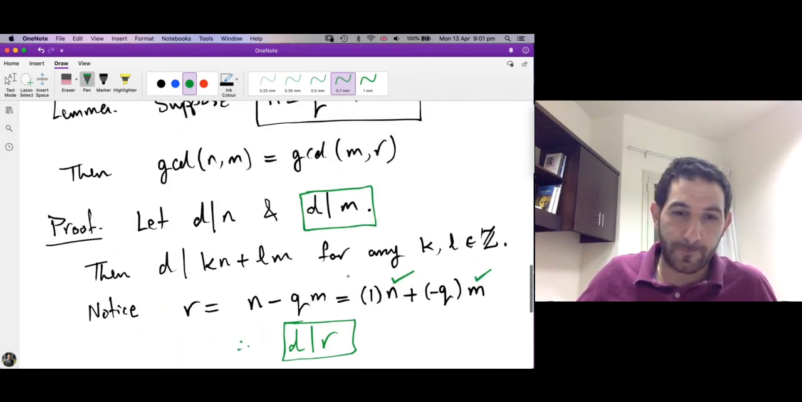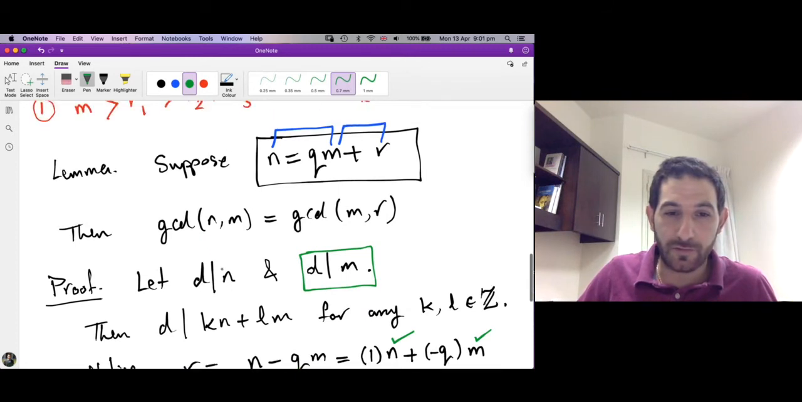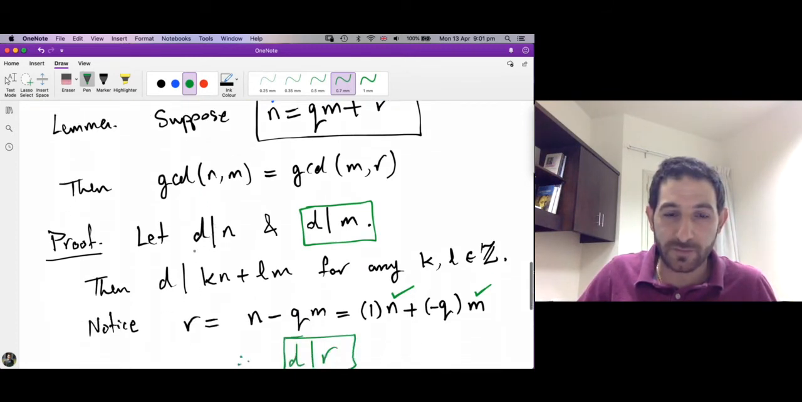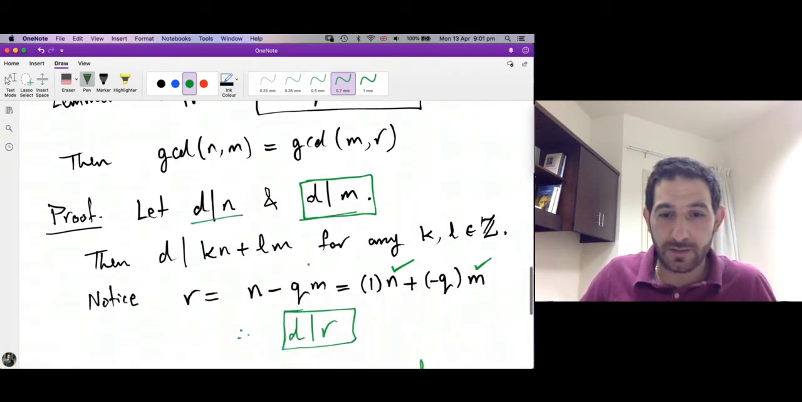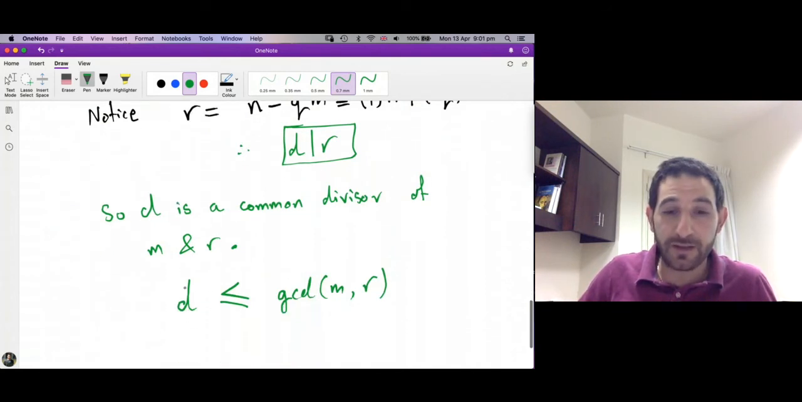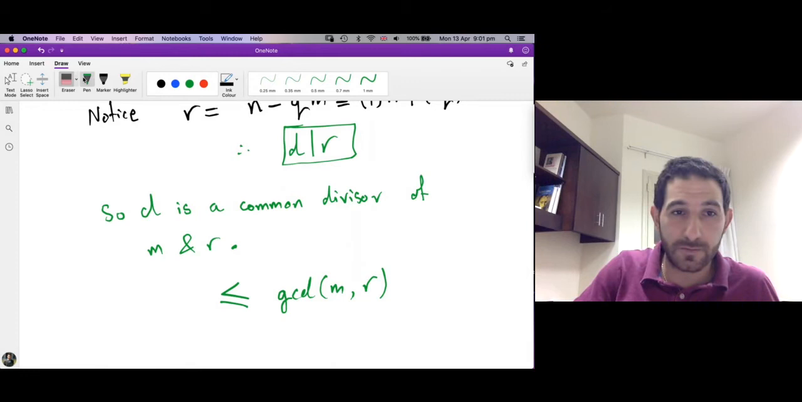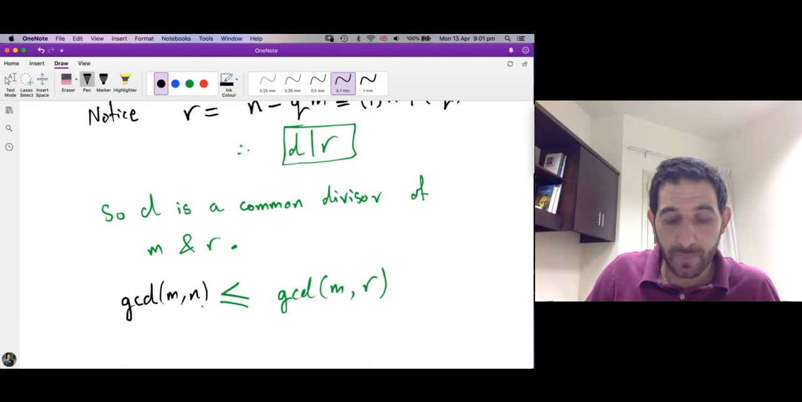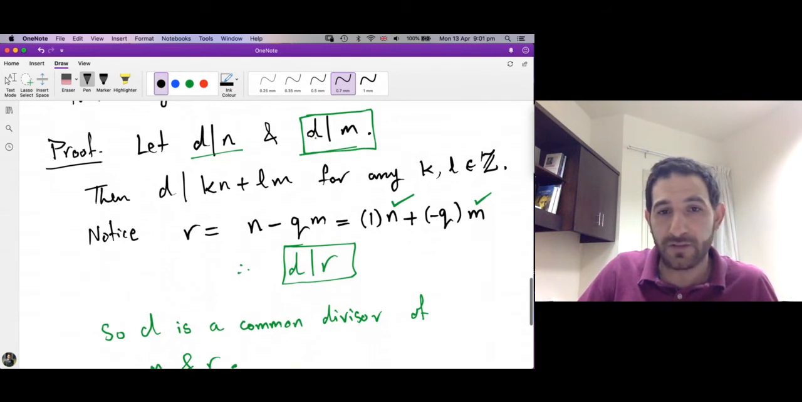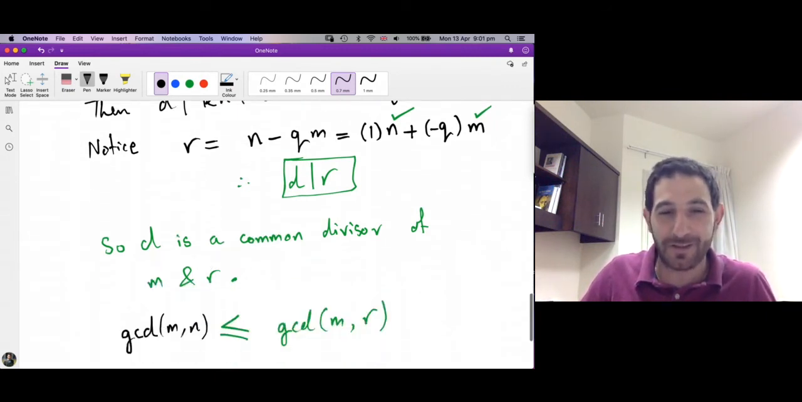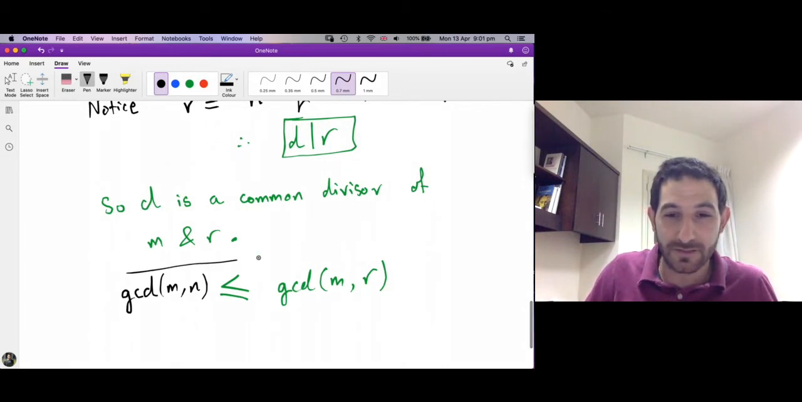Okay, so what did we do here? We chose a common divisor d of m and n, and we showed that this d, for any divisor of m and n, is less than or equal to the GCD of m and r. But the GCD of m and n could be d, because it's a common divisor of m and n. Look, d was any common divisor of m and n. The GCD of m and n is a common divisor of m and n. So we proved this, right?